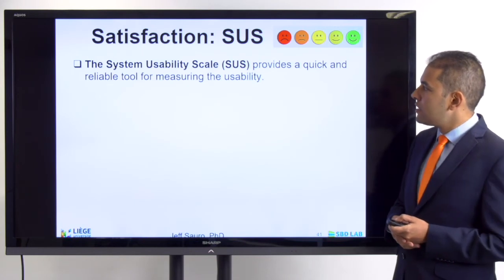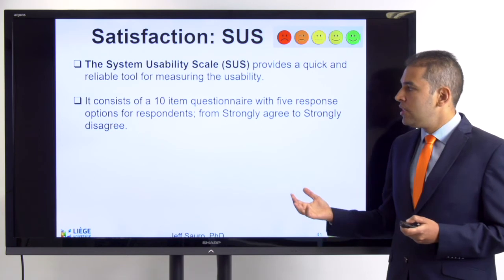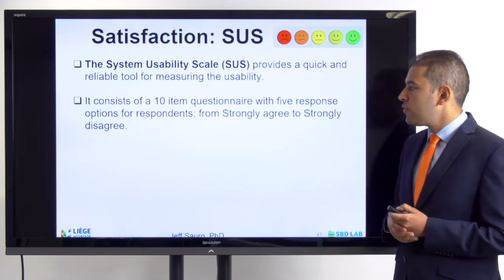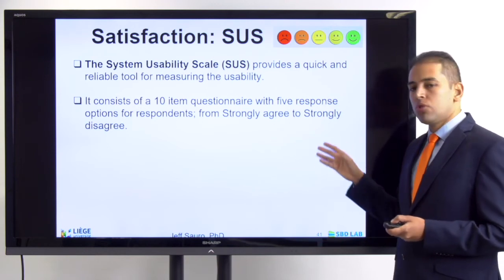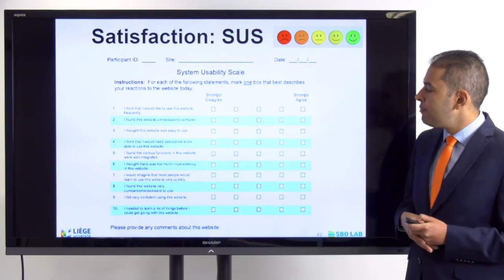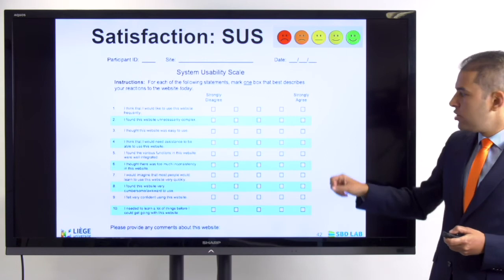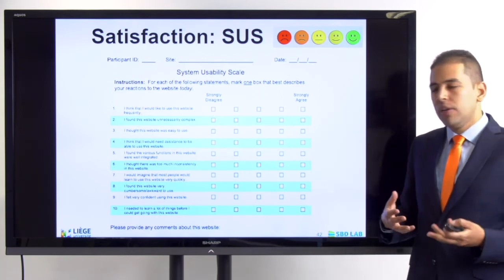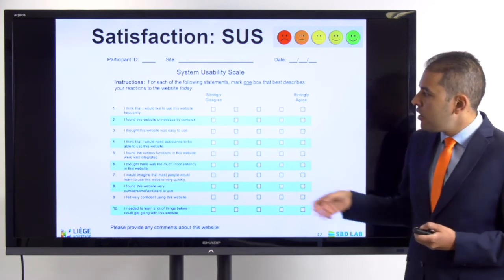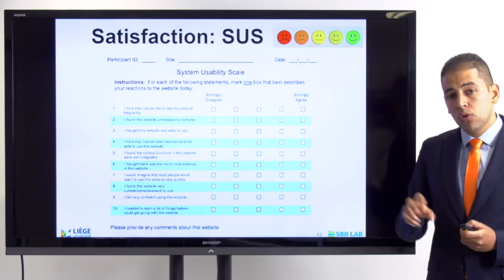The System Usability Scale provides a quick and reliable tool for measuring usability. It consists of a 10-item questionnaire with 5 response options for respondents, from strongly agree to strongly disagree. Originally, as I mentioned, it was created in the UK, and this is how it looks. You can see it's very simple. You can do it digitally or paper-based, and you just ask people to fill up the questionnaire. The questions are already preset. You can modify them slightly according to your solution.